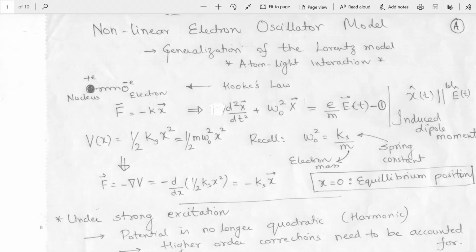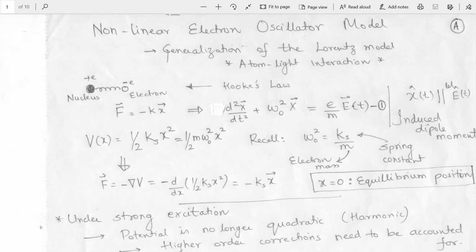Hello, now we are going to discuss the nonlinear electron oscillator model. This is a model which is a generalization of the Lorentz model that we had learned earlier that governs the atom-light interaction. Now again, let me repeat myself. This is not a model for the atom, but it's a model that captures the atom-light interaction.